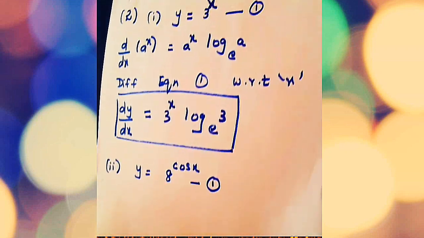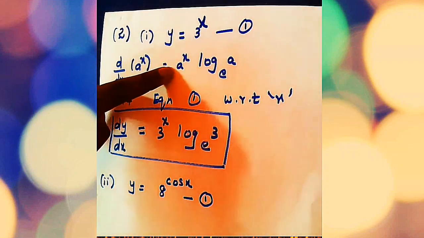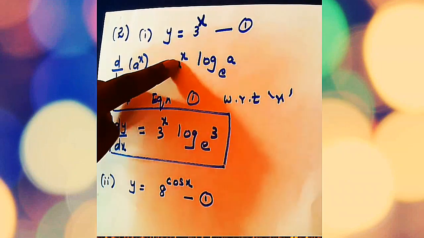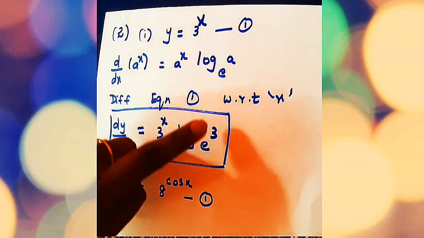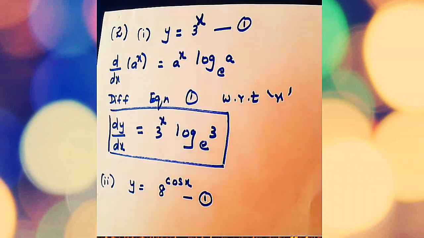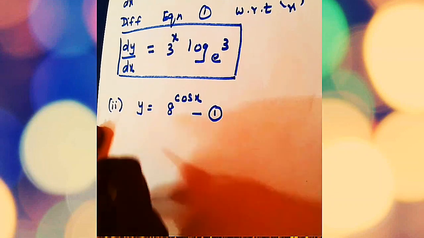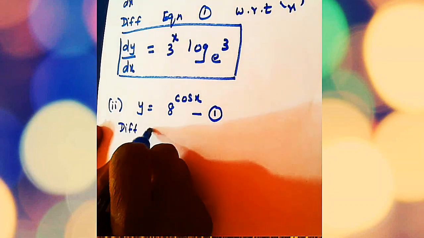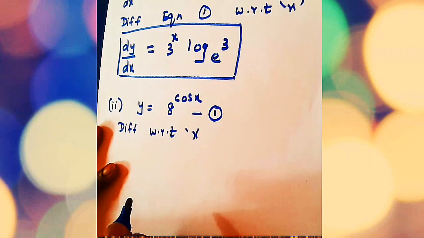Do you want me to explain the previous problem? You can have a look. I have just substituted in the formula. a to the power x, where a is 3, gives 3 to the power x log a, and a is 3 to the base e. That's it. The same method we have to follow for the second problem also. We have to differentiate the equation with respect to x.